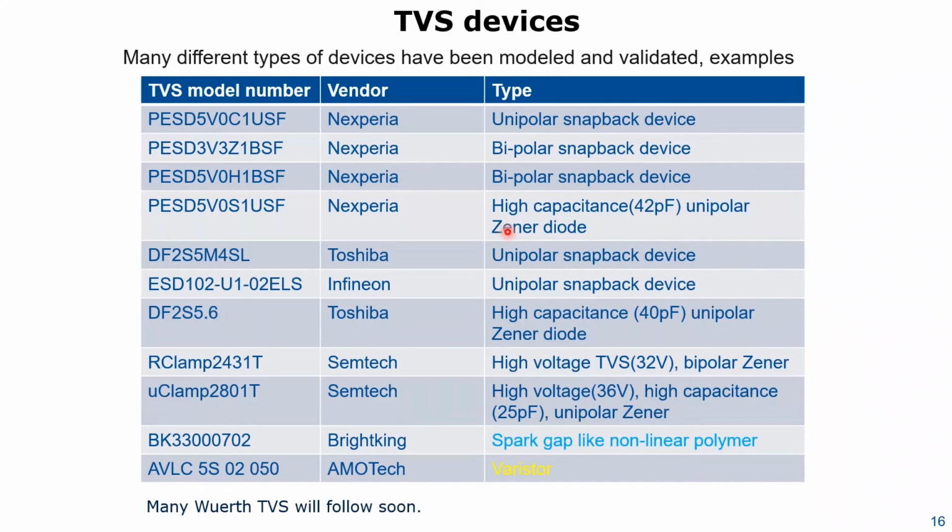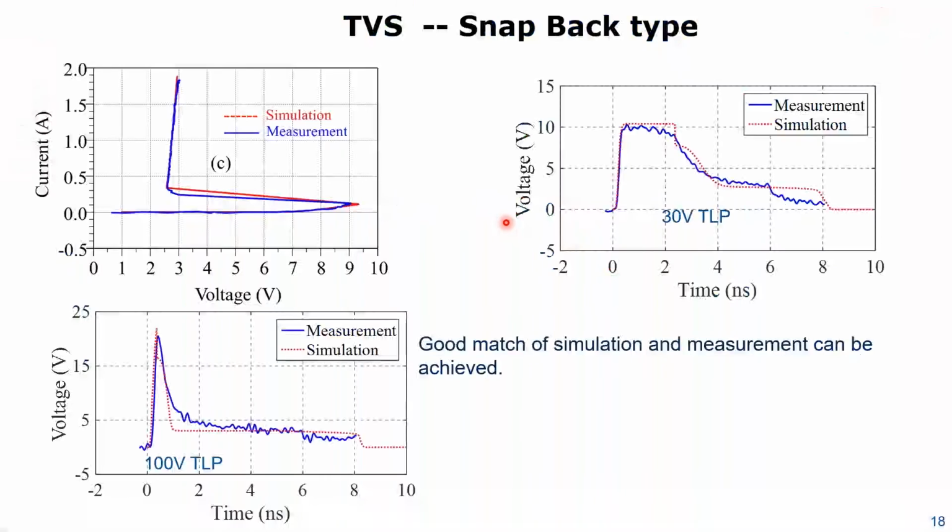Now let's look at how they perform. This is, for example, a snapback type TVS, voltage current. And we see the IV curve is not badly modeled here, and the slope resistance is really low. This is an overshoot to 9 volt, a deep snapback device.